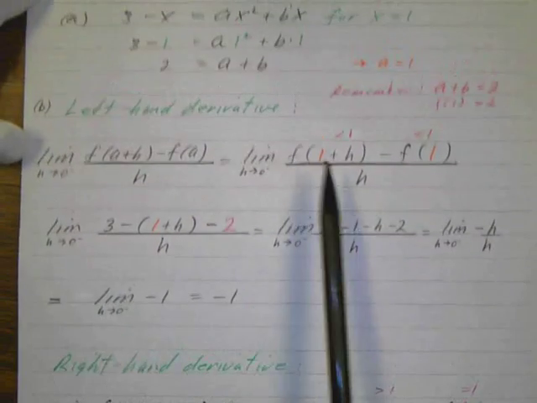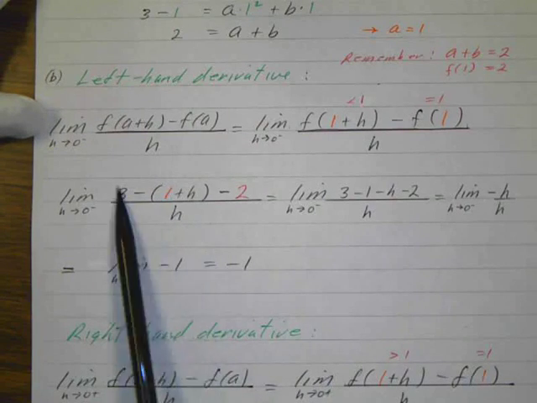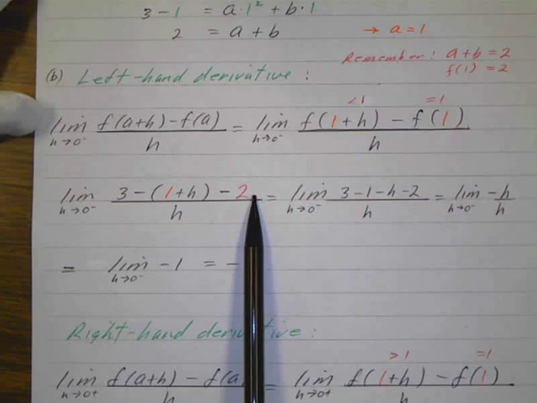So this is 3 minus x, so 3 minus the quantity 1 plus h, that's the function to the left of 1, minus 2, that's f of 1.